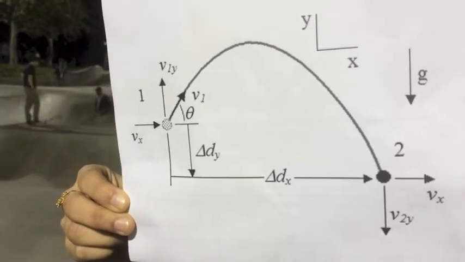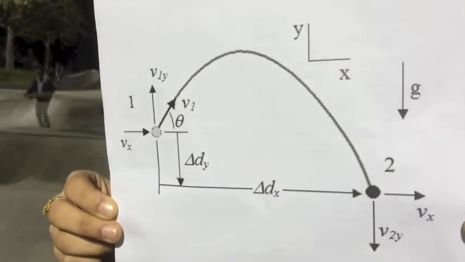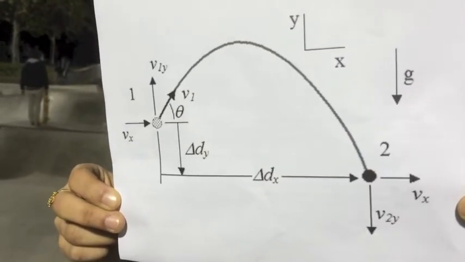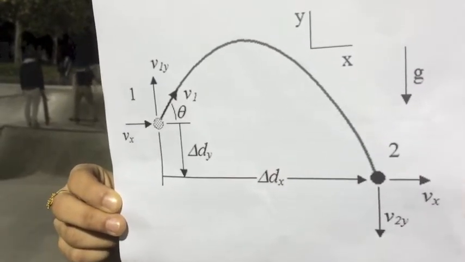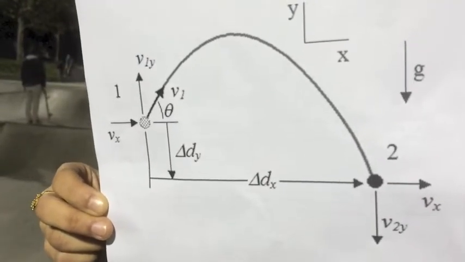Delta dy is the change in vertical position. V1y is the initial vertical velocity. G is acceleration due to gravity, which on Earth is 9.8 meters per second squared. V2y is the final vertical velocity. V1 is the initial launch velocity. Theta is the initial launch angle.